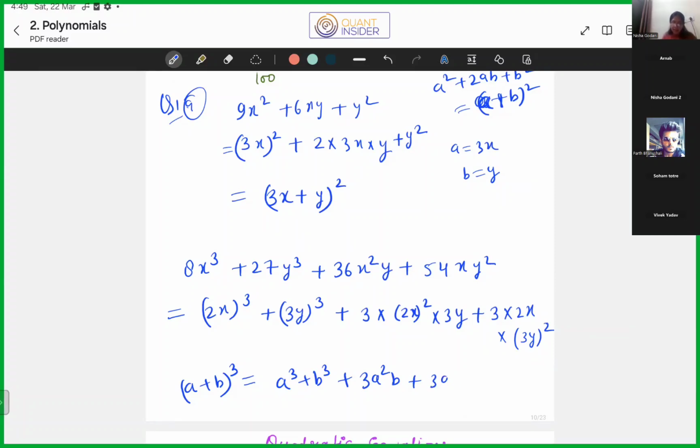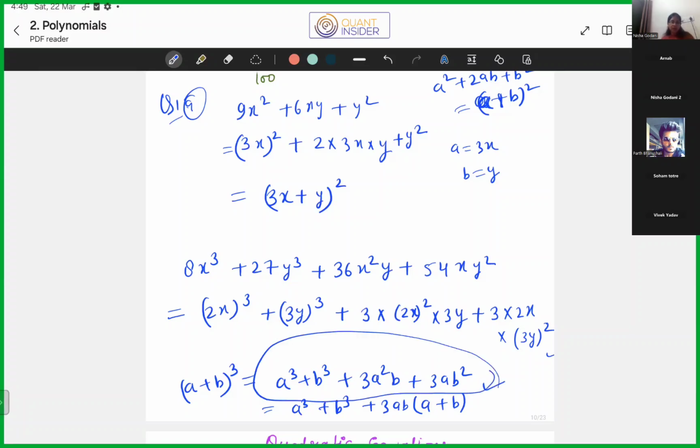3ab square, or you can also write it as a cube plus b cube plus 3ab in bracket a plus b, both are same. So when you compare this step with the right hand side of this identity, what will you find? You will find a is 2x and b is 3y. So when you put a equal to 2x and b equal to 3y, you have 2x plus 3y whole cube.